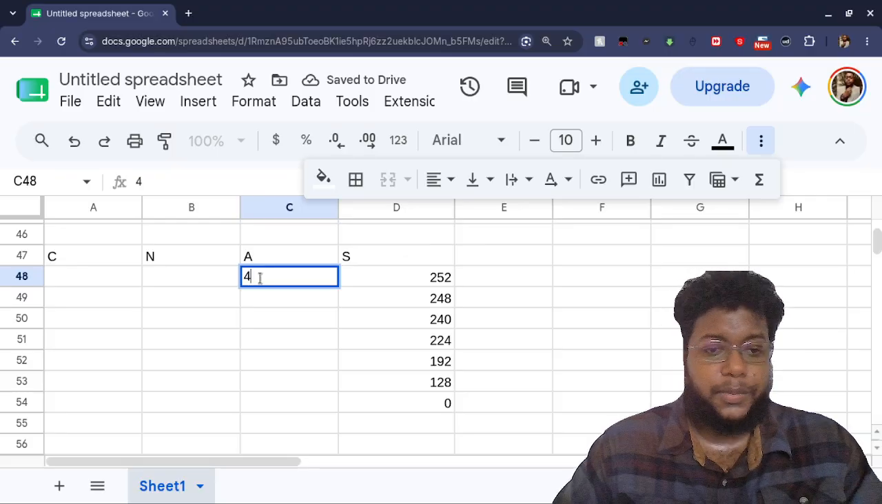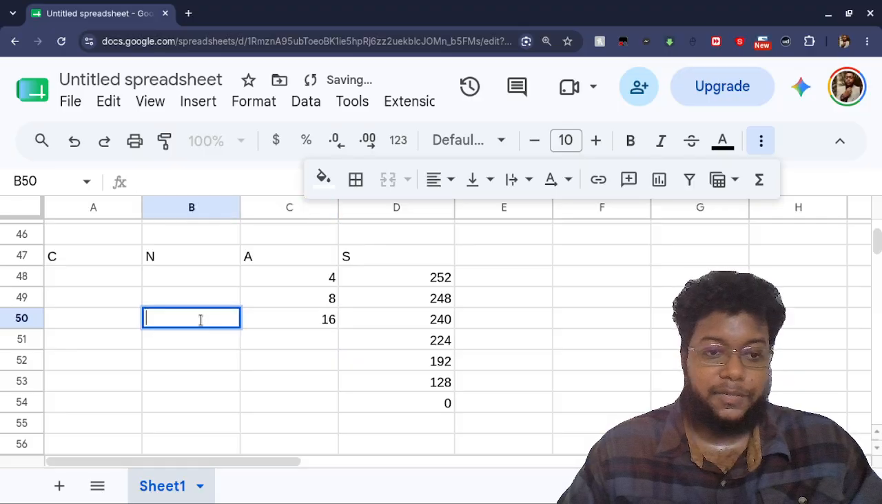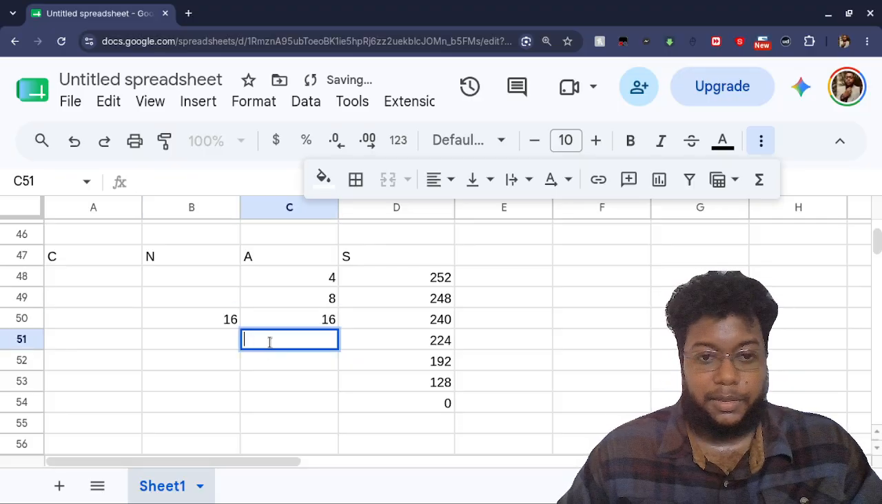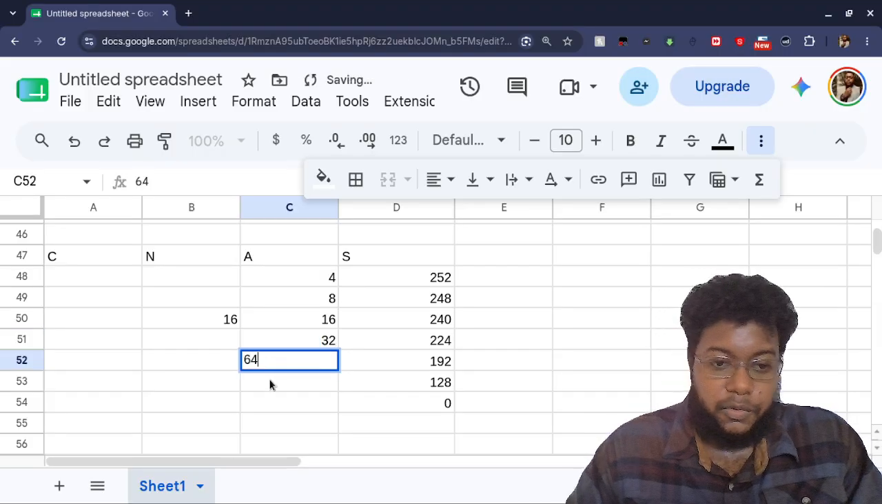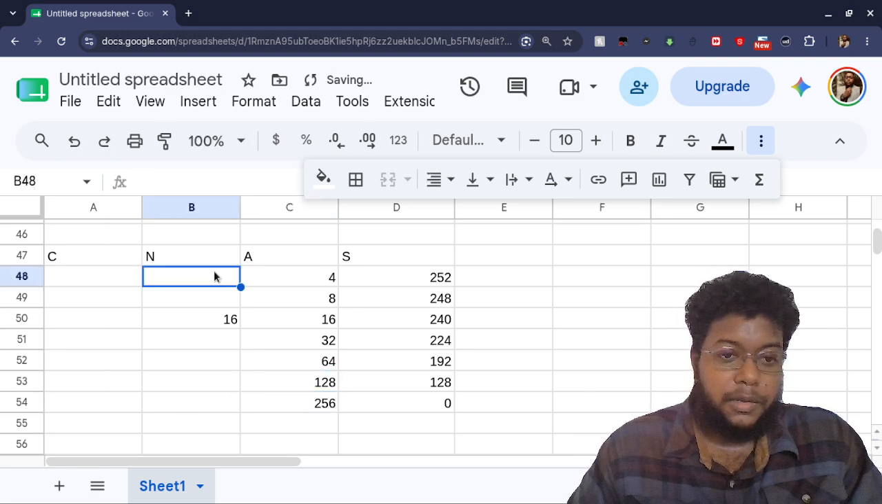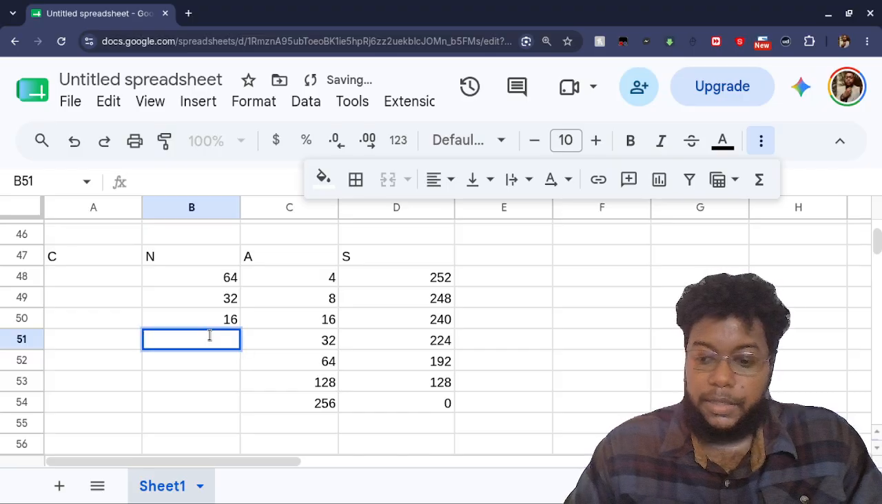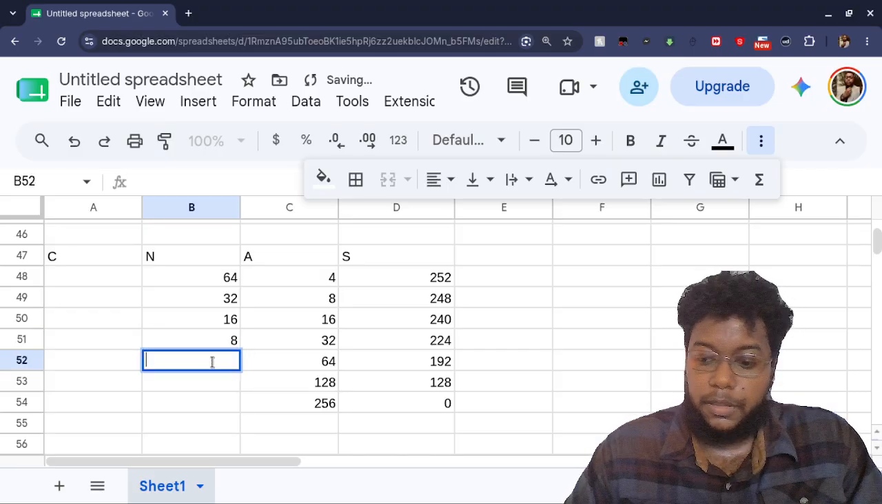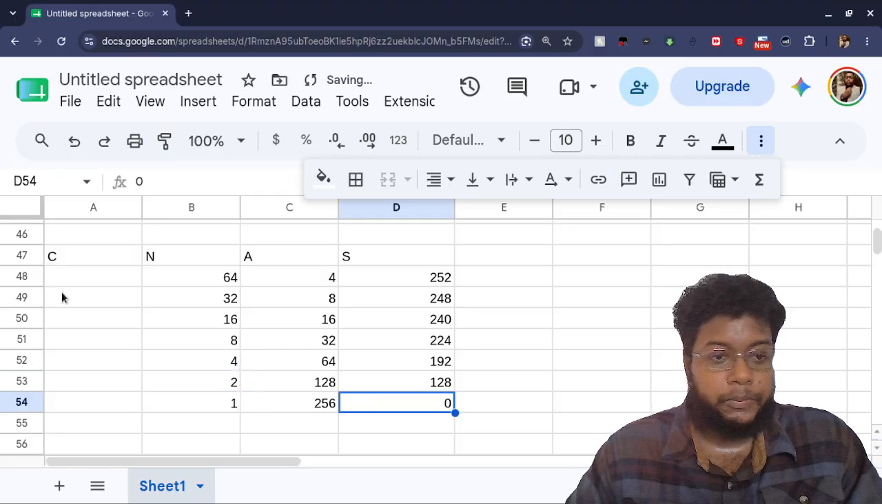Available IPs. We start doing this backwards. 4, then 8, then we have 16. If there's 16 here, then 16 there. Come on, because you're writing it so many times, right? 32, 64, 128, 256, right? What is that? So that's 64, then that's 32, then 16, then 8, then 4, then 2, then 1, right?